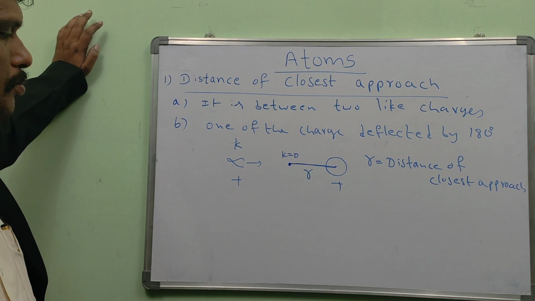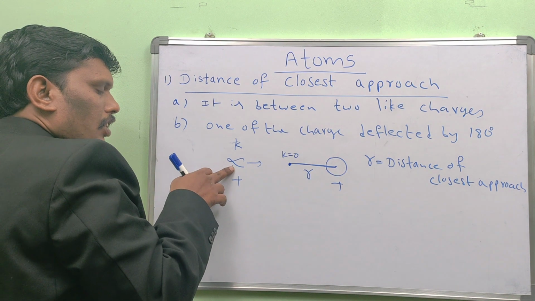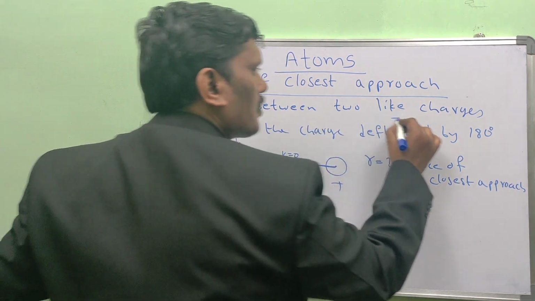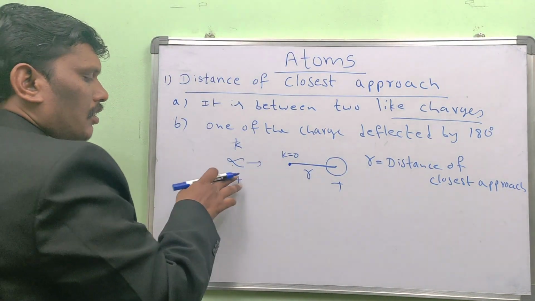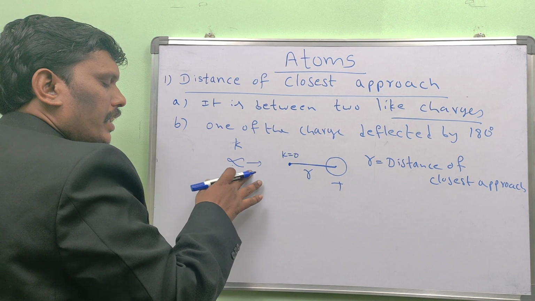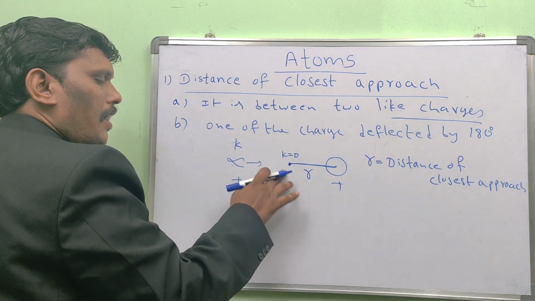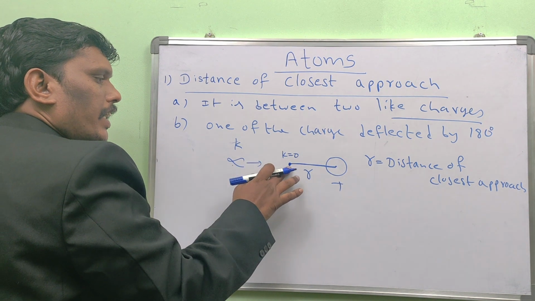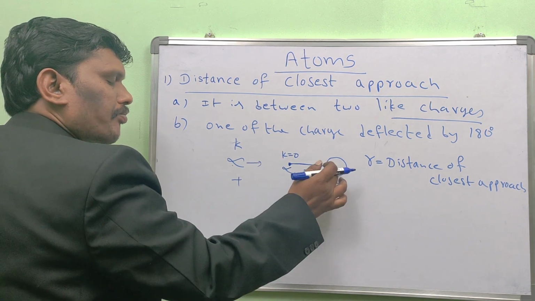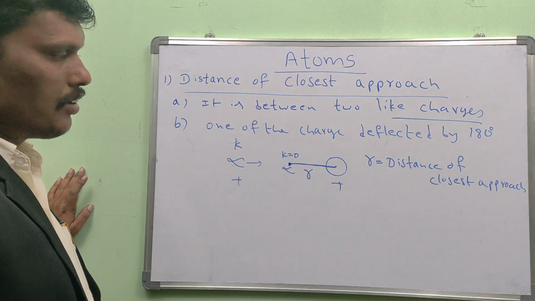What does closest approach mean? Wherever the alpha particle has kinetic energy while moving towards the nucleus, because of the repulsion force, why? Because both are like charges, there is a repulsion force between them. So kinetic energy goes on decreasing. At a particular point, the alpha particle kinetic energy becomes zero. From that point to the center of the nucleus, the distance is called the distance of closest approach.